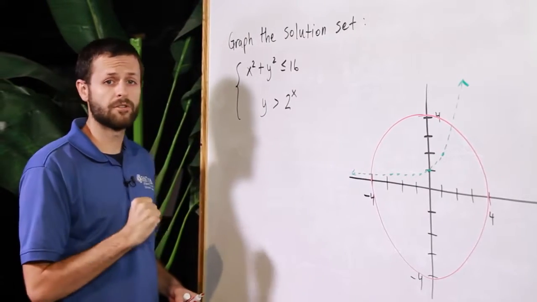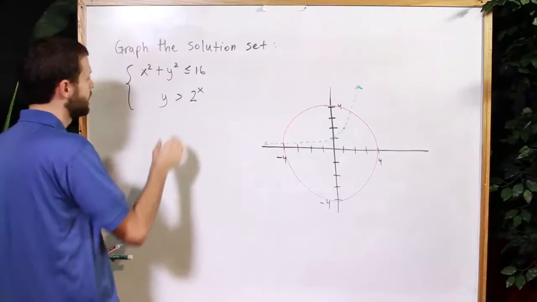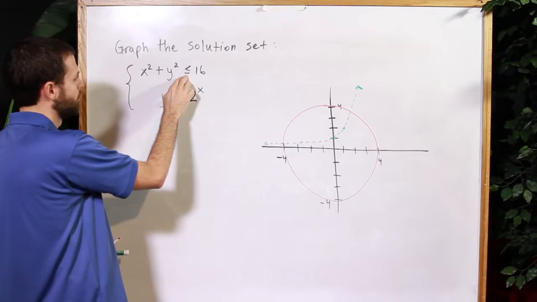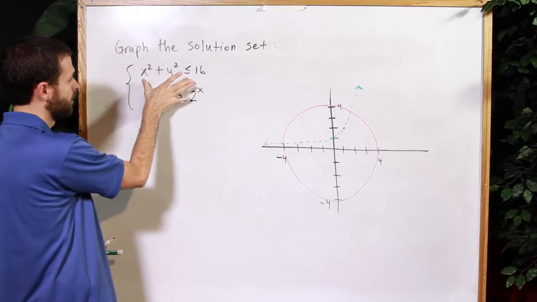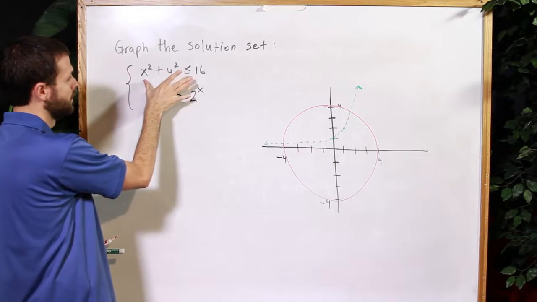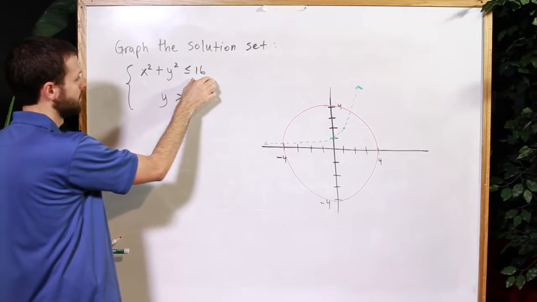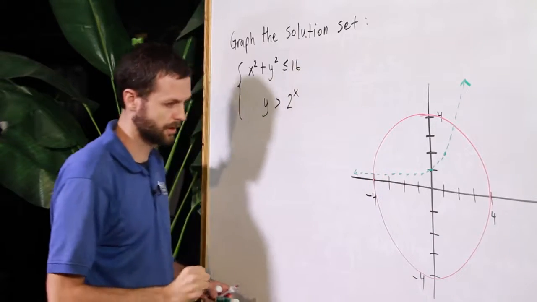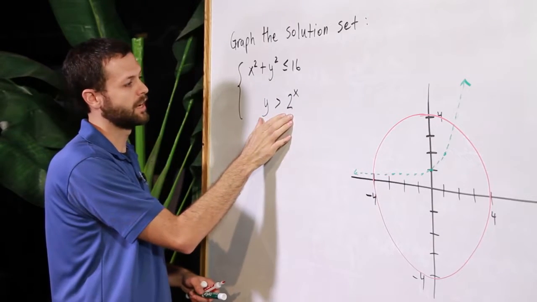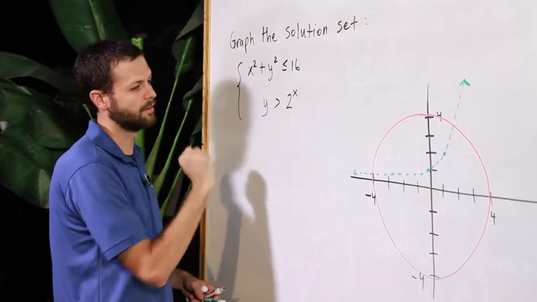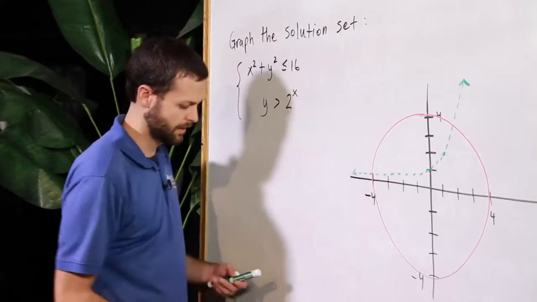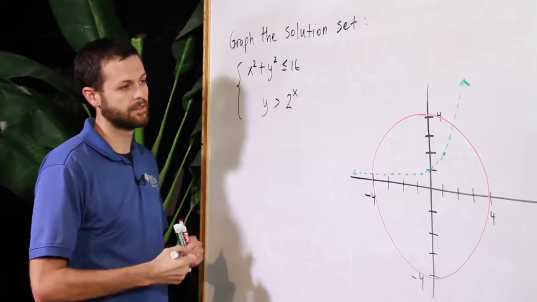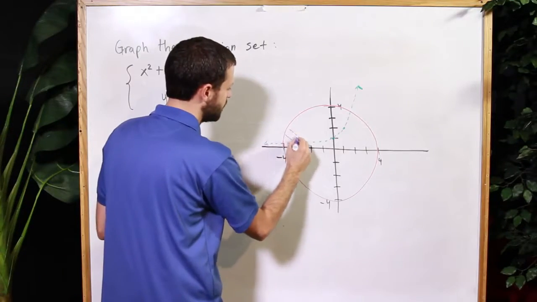Now, we need to make sure we shade the proper region. Keep in mind that we have a less than or equal to with regards to the x squared plus y squared less than or equal to 16. This means that we're going to shade inside the circle. And also we want to shade above, because we have this greater than, this exponential curve. So that leads us to this region right here.